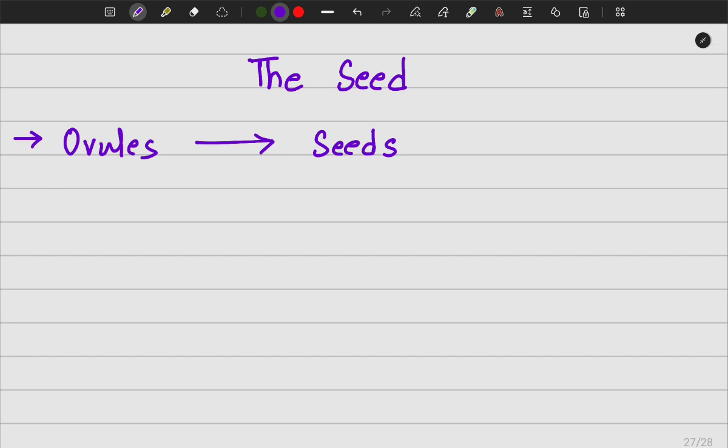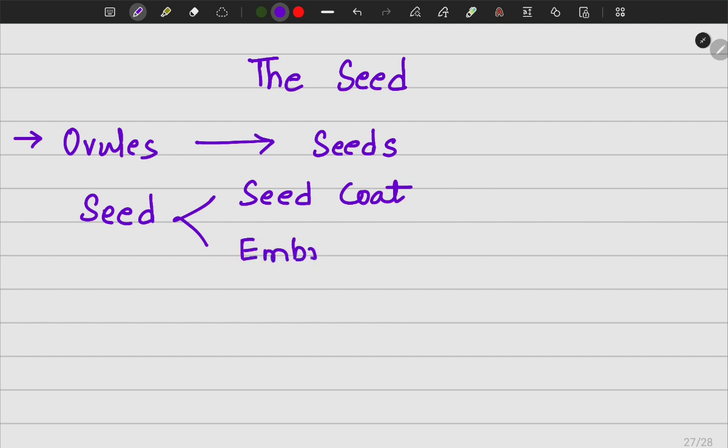So the seeds are formed from the ovules after fertilization. Now, if we talk about the structure of a seed, then a seed usually has two parts: a seed coat for its protection and an embryo inside it, which generally gives rise to a new plant. So a seed basically has two parts: seed coat and an embryo.